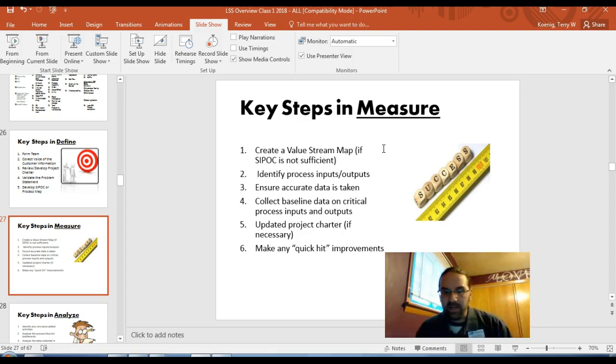And along the way, make any quick hit improvements. If there's something you see that can be done right away, real cheap, you can implement it. Don't wait till the end. The end of this project might be further away. If you can fix it immediately, by all means do it. Some of these are no-brainers. You'll run into those.